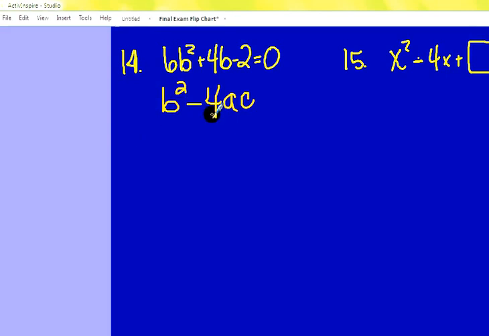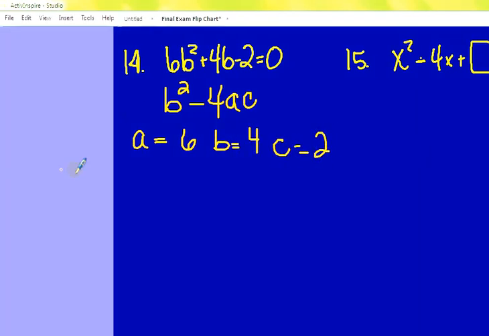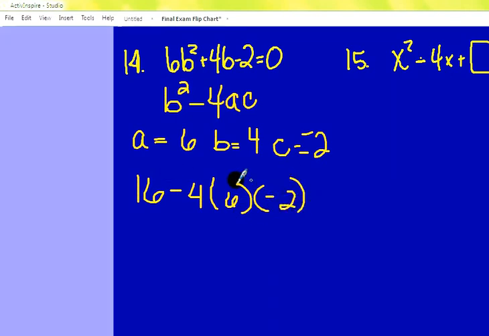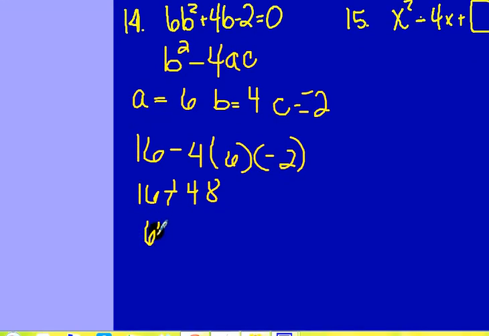All right, so let's define A, B, and C. A is 6. B is 4 and C is 2. And when I plug it into this template, I'm going to get 16 minus 4. Sorry, that's a negative 2. 16 minus 4, A, C. Oh, I've got two negatives again. Well, that's going to convert that to a positive. So this is going to be 16 plus 48. And that's going to equal 64.